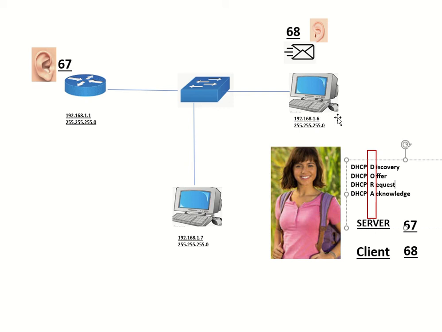Step 3, DHCP request. That is when the DHCP client requests to get the IP address that was offered to it by the DHCP server. And the fourth one is what we call the DHCP acknowledge message. That is when the DHCP server allows the DHCP client to lease that IP address.